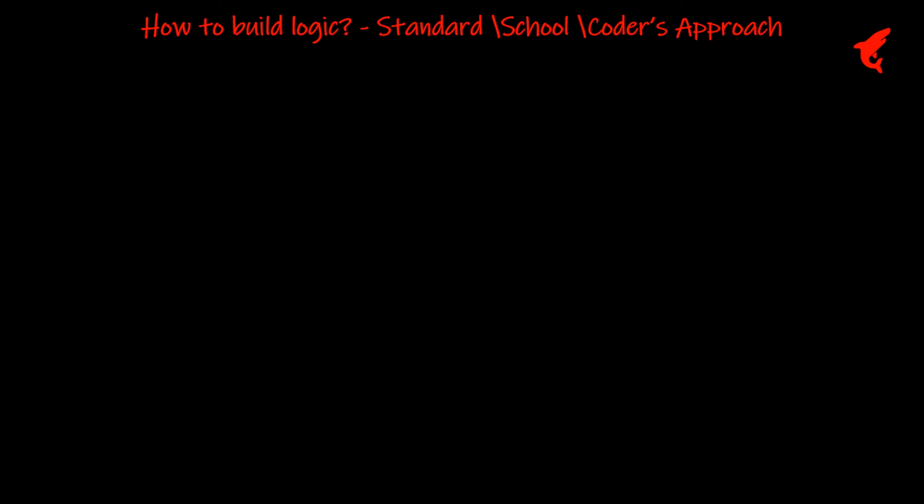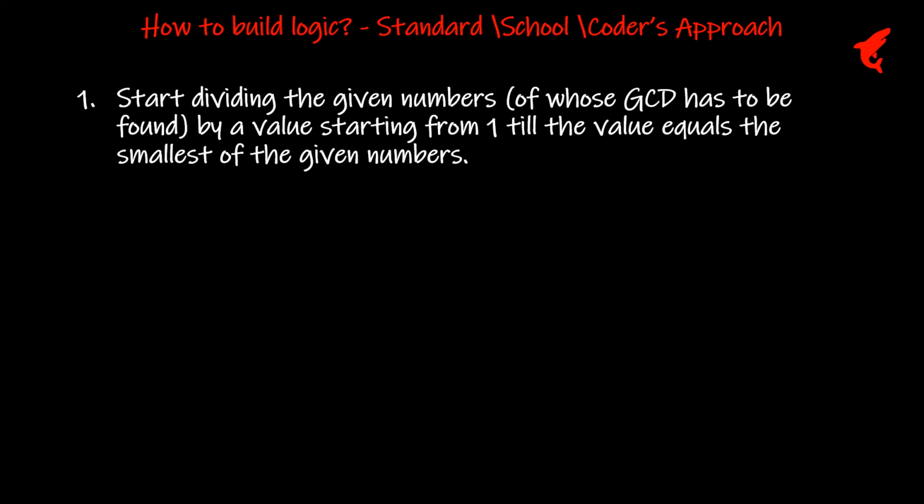So how does one build the logic for the program? First, the standard, or the school's or coder's approach. One starts dividing the given numbers by a value starting from 1 till the value equals the smallest of the numbers, which can divide all the given numbers completely. But let us see, can a programmer solve this problem with a reduced number of operations?